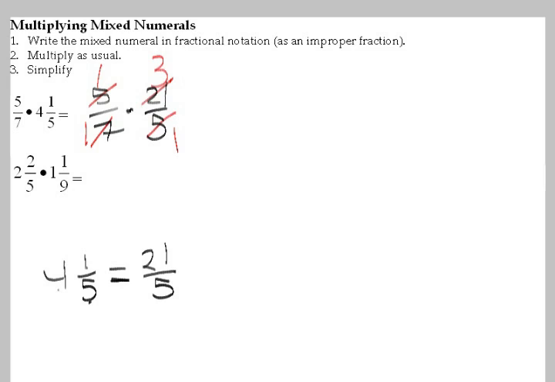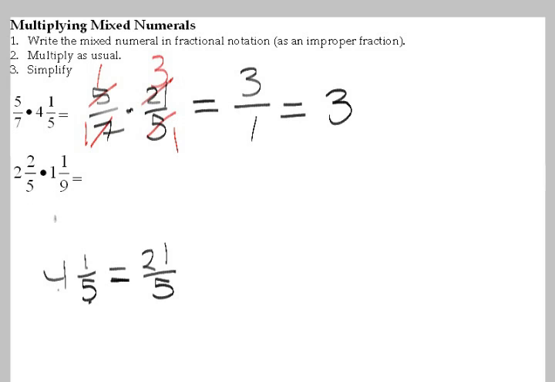So our last step then is to multiply numerators across the top. 1 times 3 is 3. And denominators across the bottom. 1 times 1 is 1. And 3 over 1 can be reduced or simplified to 3.